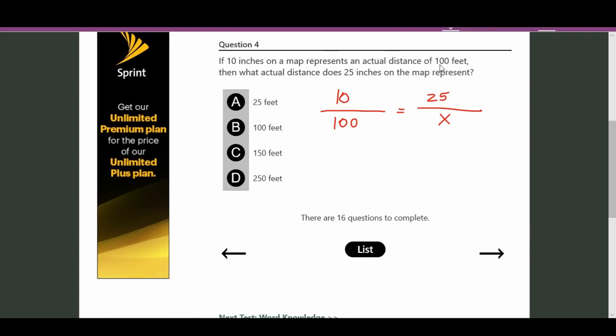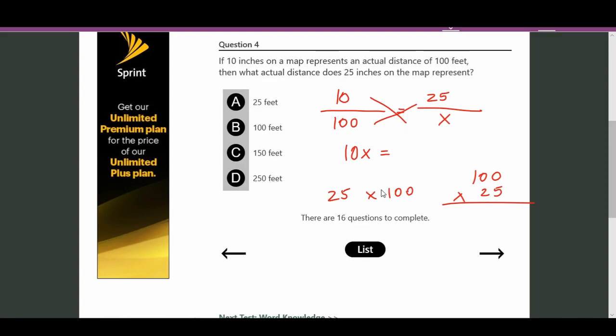And now the key to solving these problems is to cross multiply. That is, you're going to do 10 times x and 100 times 25. 10 times x is simply 10x. 100 times 25 is actually very easy to do. Now, some people would start doing this, 100 times 25. There's nothing wrong with that, albeit the fact that it's very time consuming. The easiest way to work with anything that's a power of 10 is to realize that you can do the mental math very easily. So 25 times 100.